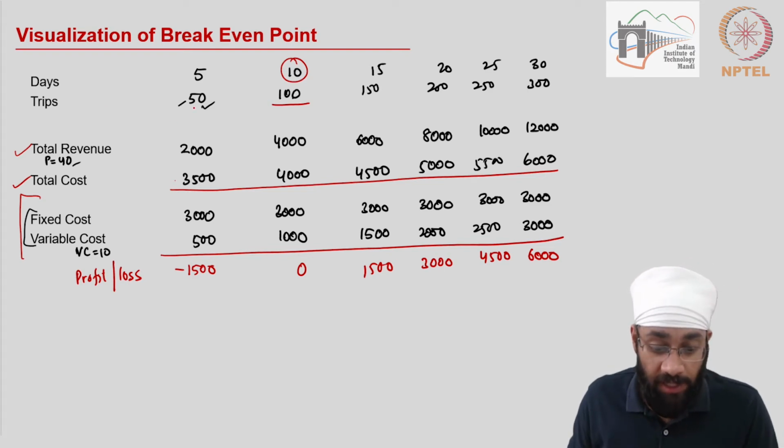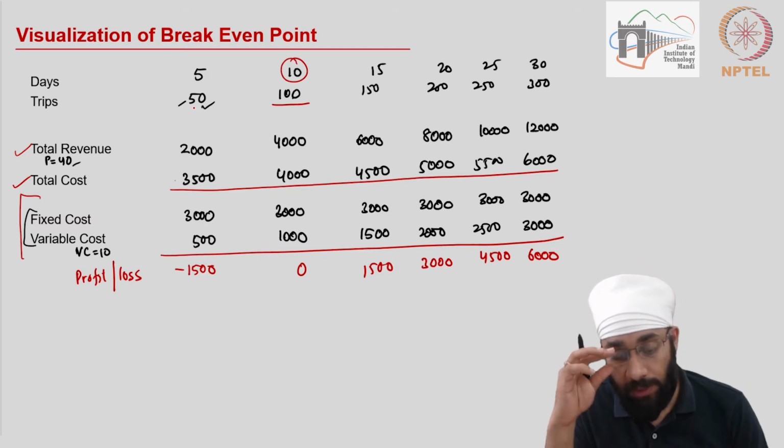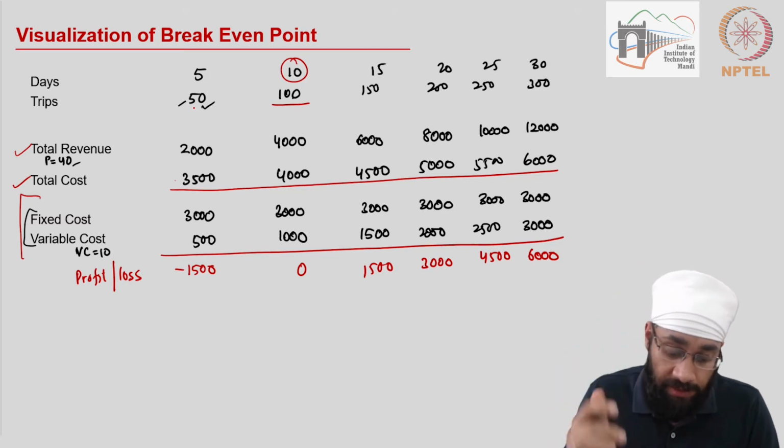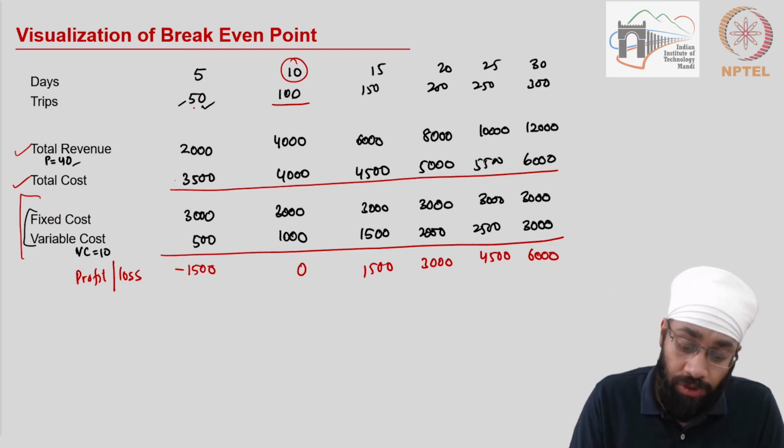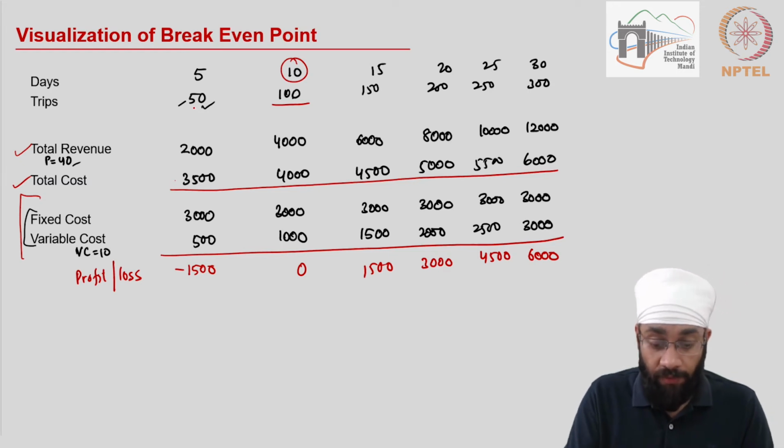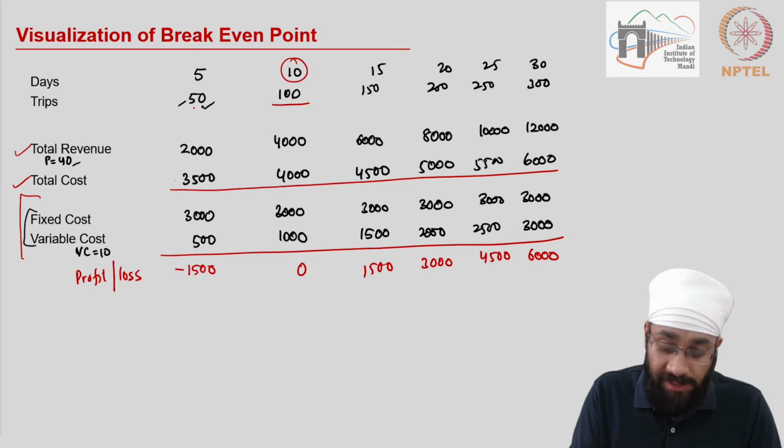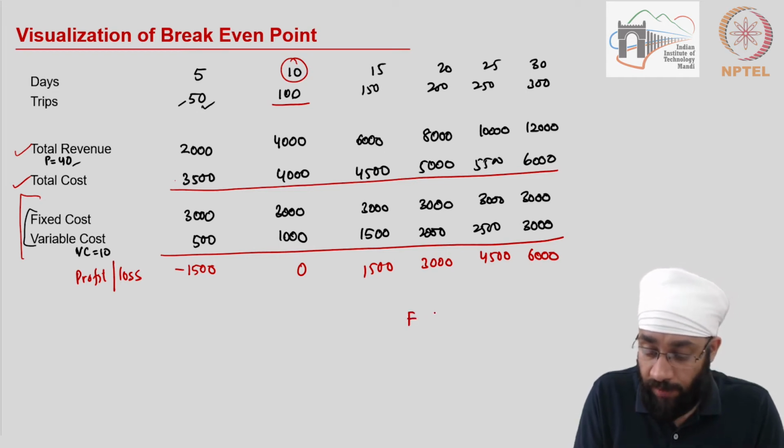So 10 trips a day, which means 100 trips in a span of 10 days. Now, how do we show all of this? Before we go forward, we can also do the algebraic calculation. So, fixed cost divided by the contribution per unit, we can do that as well.